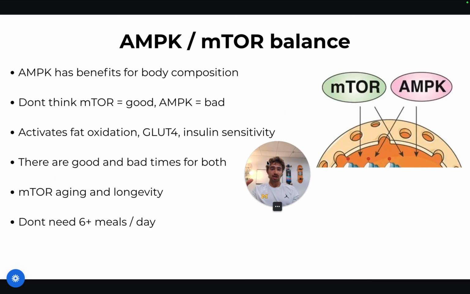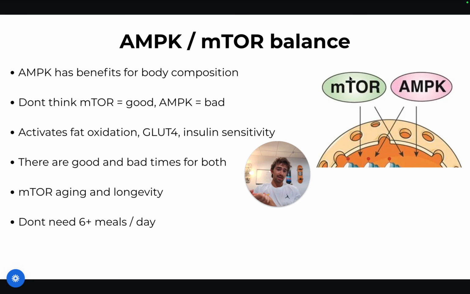And this is where it comes down to the balance of AMPK and mTOR. That's why I say that you don't want to always consistently have mTOR amplified all day, every day, because the opposite of mTOR is called AMPK. This is basically the breakdown process of the body, not necessarily breaking down muscle, but breaking down stored body fat and having good benefits for other things in the body. So AMPK has benefits for body composition, like I mentioned. Fat oxidation requires this, and also the mitochondria as well.